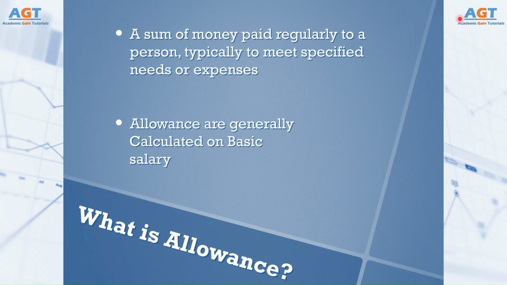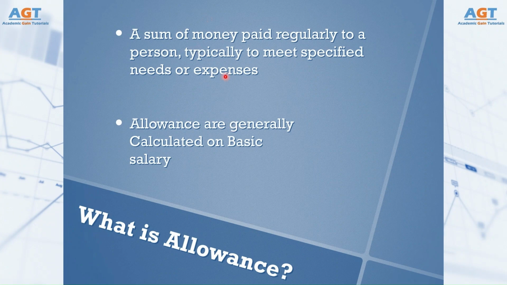What is allowance? Allowance is a regular sum of money paid to an employee to meet specific needs or expenses. Most allowances are calculated on the basis of the employee's basic salary. The purpose is to help employees cover additional costs that arise due to work or living conditions.